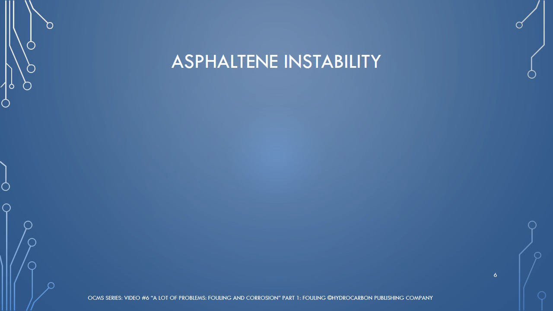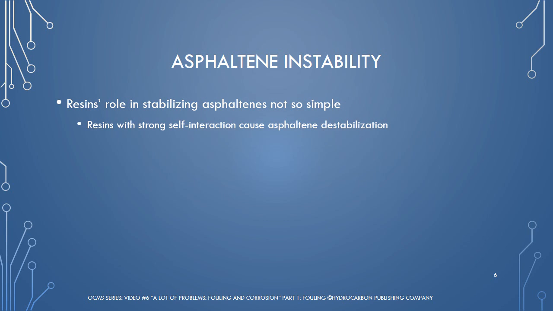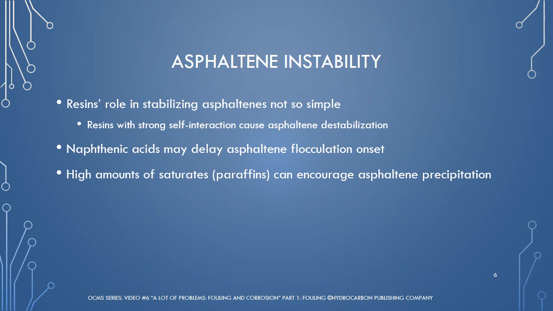While resins stabilize asphaltenes, the relationship between the two components is rather complex. Resins with strong self-interaction tend to cause asphaltene destabilization. Other components have been shown to influence asphaltene flocculation. According to one study, naphthenic acids delay the onset of asphaltene flocculation caused by the addition of n-heptane. High amounts of saturates or paraffins have been shown to encourage asphaltene precipitation. This occurrence, however, is dependent on the size or carbon number of the paraffins.